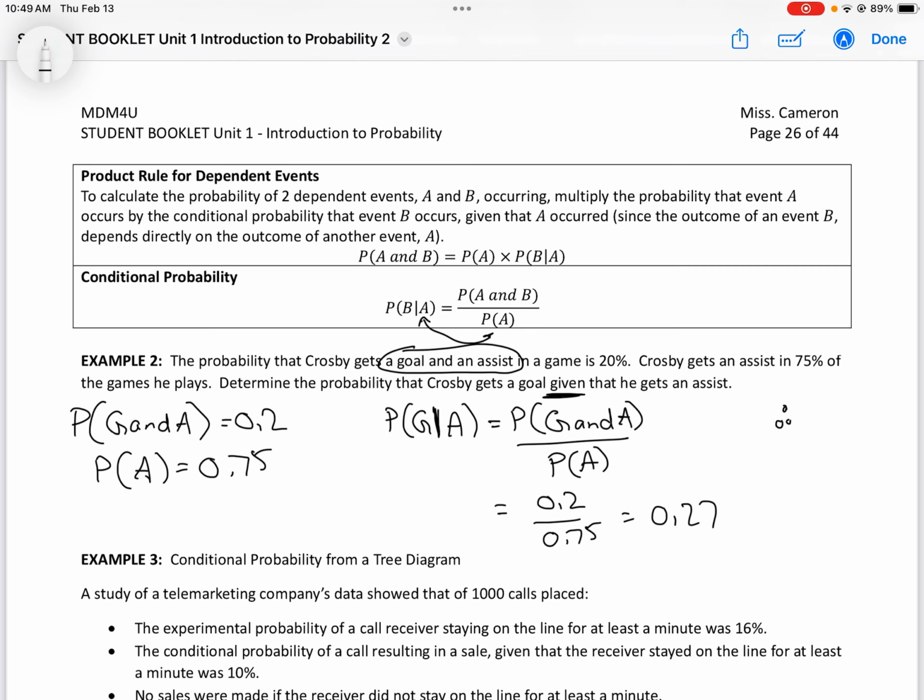Okay, therefore there is a 27% probability that he gets a goal given he gets an assist.